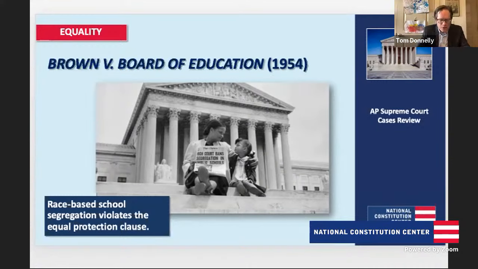We conclude that in the field of public education, the doctrine of separate but equal has no place. Separate educational facilities are inherently unequal.